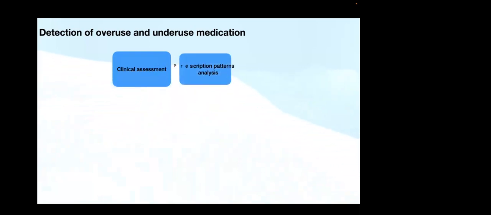Let's see some detection techniques, how we can detect the overuse and underuse of medicine. The very first we can do is the clinical assessment. Conduct a thorough clinical assessment considering the patient's symptoms, condition progression, and the response to the treatment. Look for the signs of underuse and look for the signs of overuse, what is happening. That is clinical assessment.